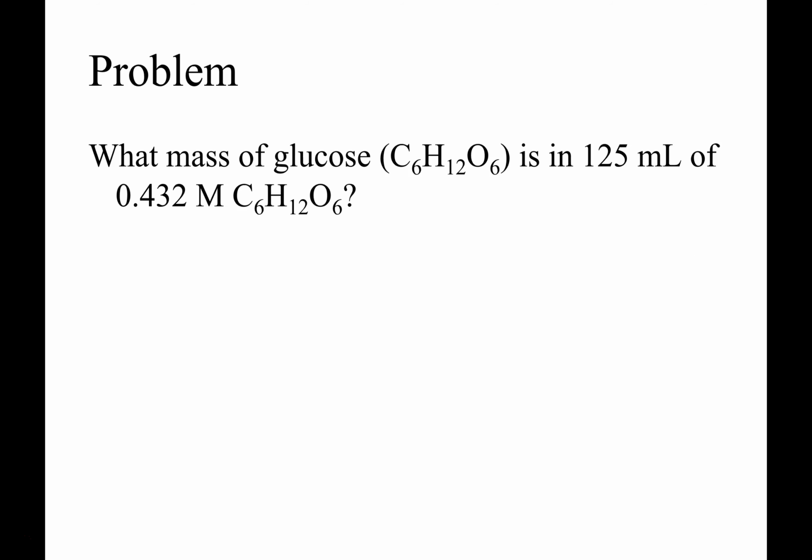Let's do another one. This would be a practical one if somebody says, give me 125 milliliters of this solution, and this is my target molarity, and you're supposed to go weigh out the solute. So what mass of glucose would you dissolve in 125 milliliters to give you 0.432 moles per liter of glucose, which the formula is C6H12O6.